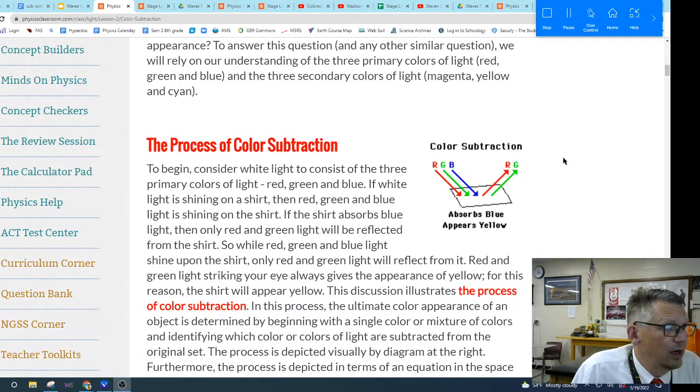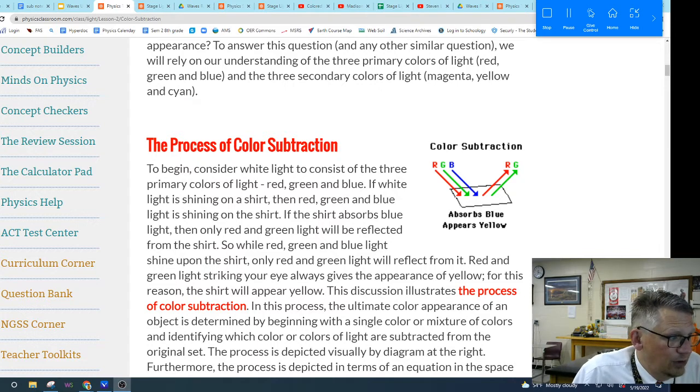The process of color subtraction. To begin, consider white light to consist of the three primary colors of light, red, green, and blue. If white light is shining on a shirt, then red, green, and blue light is shining on the shirt. If the shirt absorbs blue light, then only red and green light will be reflected from the shirt.